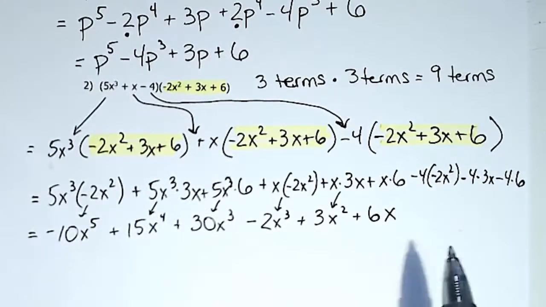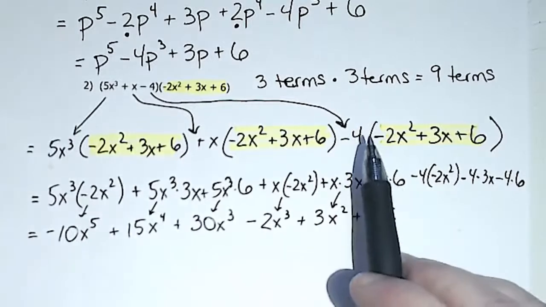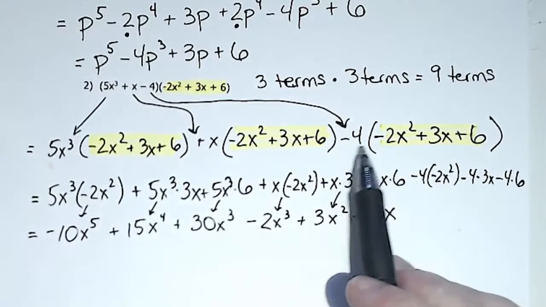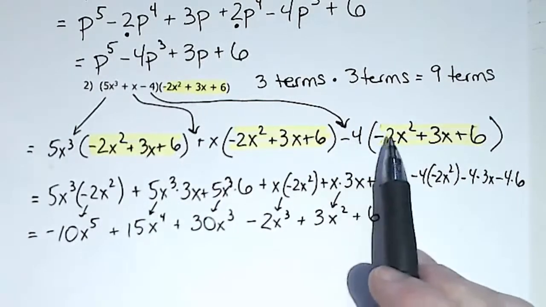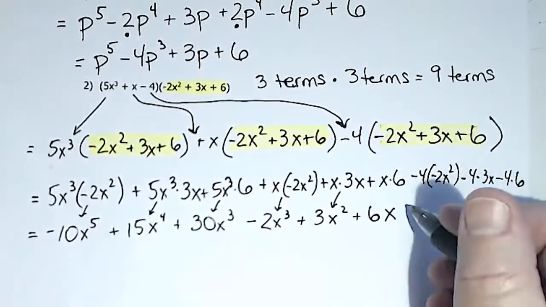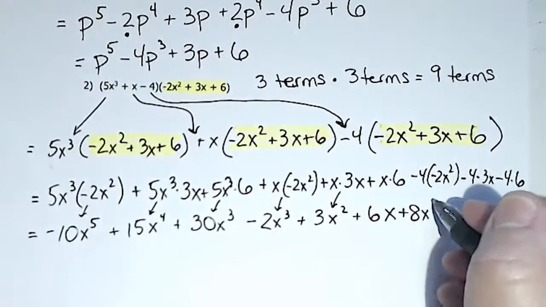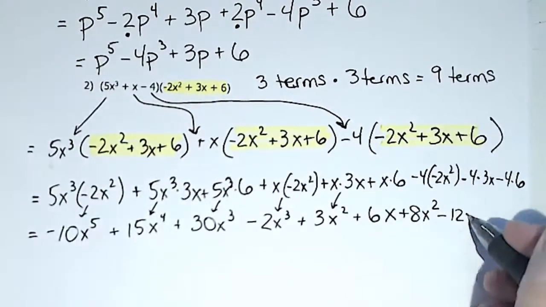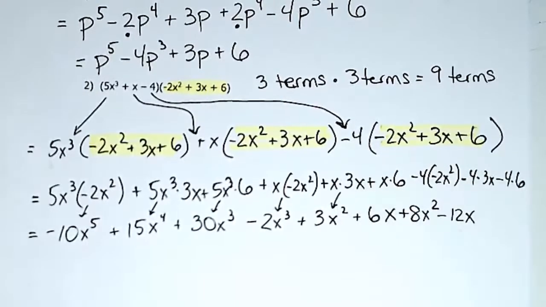So this is a lot of accounting. Okay, now I'm going to multiply by a negative, which means that not only are the numbers going to change, the signs are going to change. Negative 4 times negative 2x squared is going to be a positive 8x squared. Negative 4 times positive 3x is a negative 12x. Negative 4 times positive 6 is a negative 24.